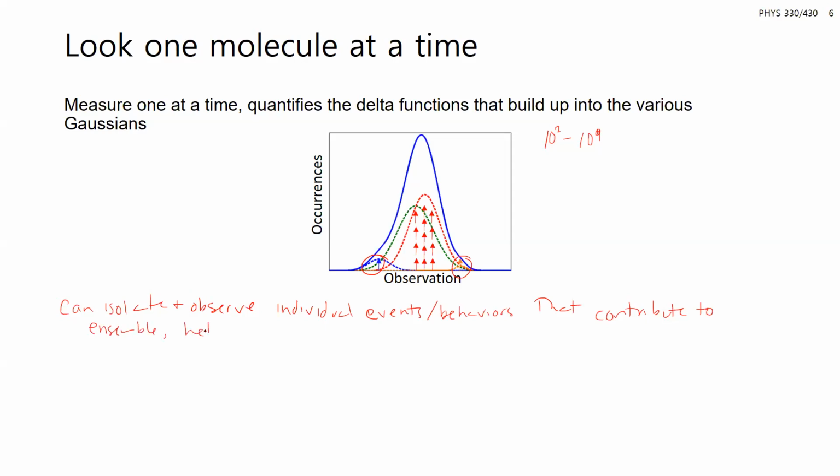specifically focusing on heterogeneous or rare events that would be obscured in the ensemble. You can determine how or why they are occurring.